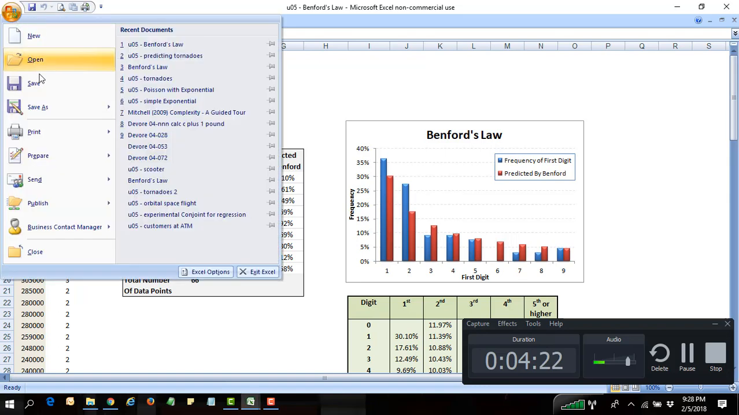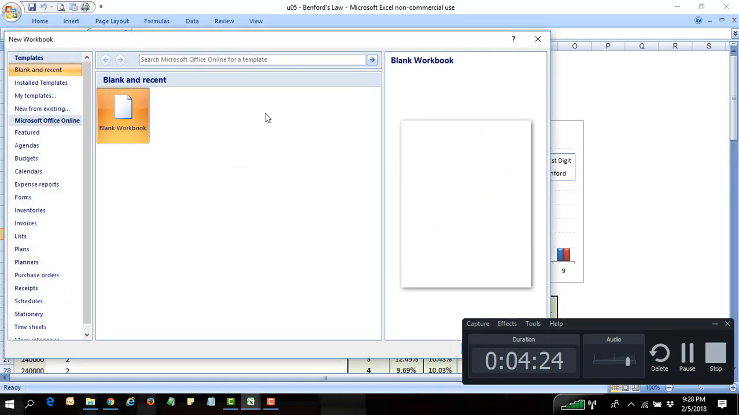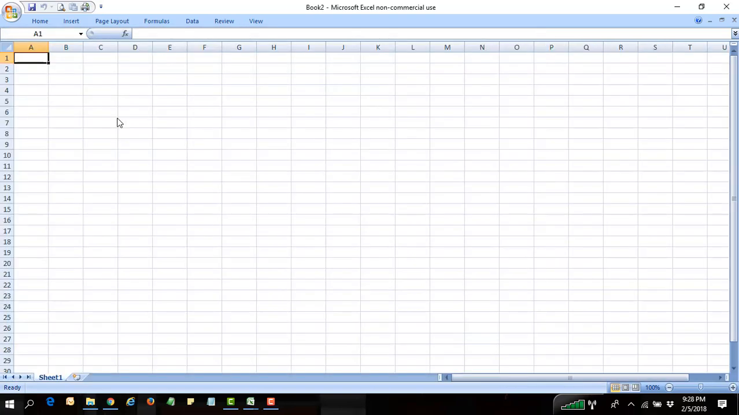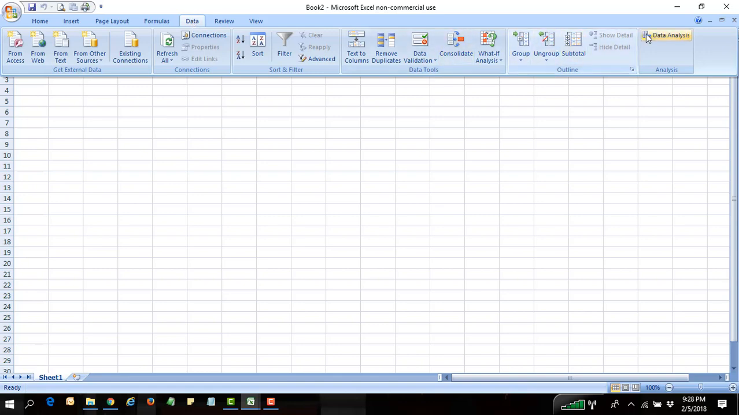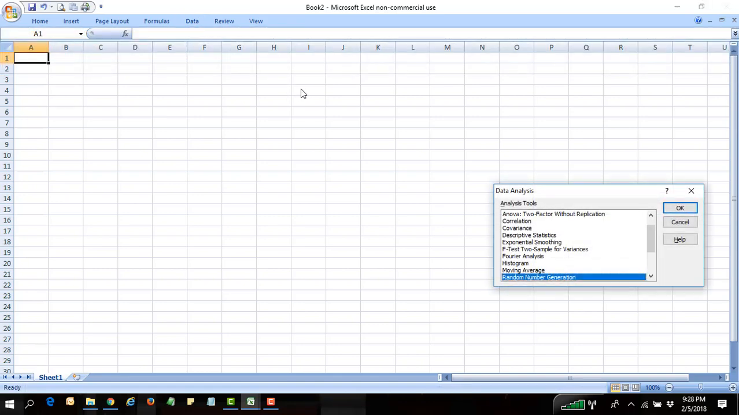If I were to create a new data set, shrink that down. Don't need to watch my video. Okay, a blank worksheet. If I just were to create some random data, so let's say I want to trick the IRS into accepting my tax return.